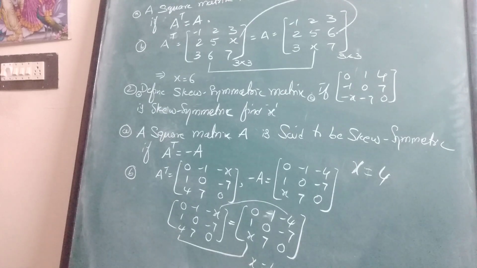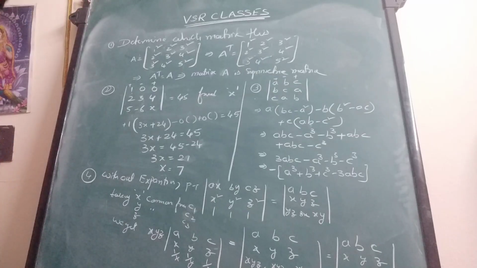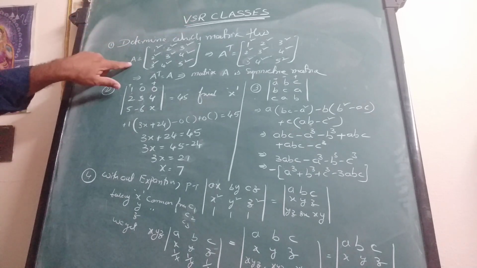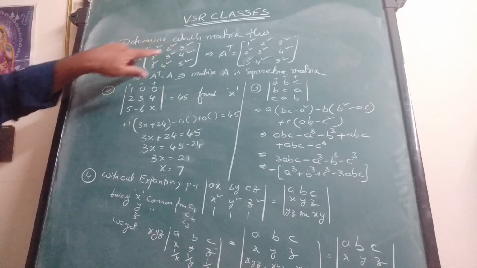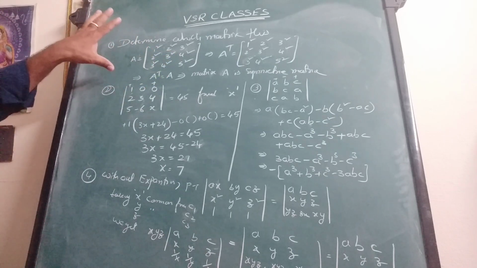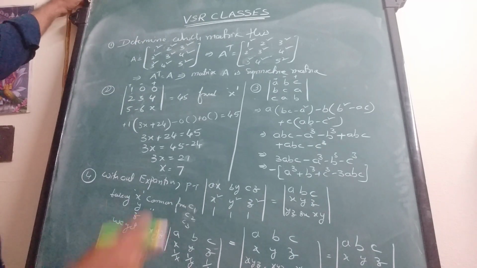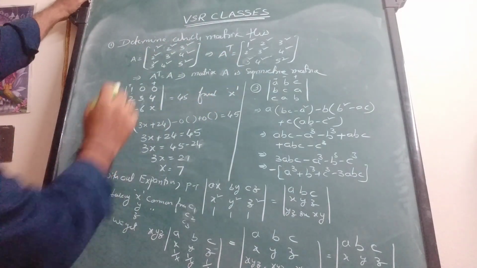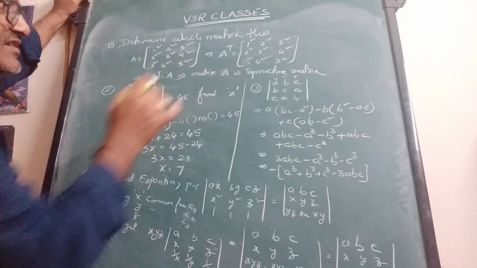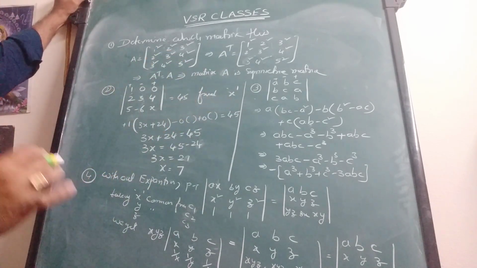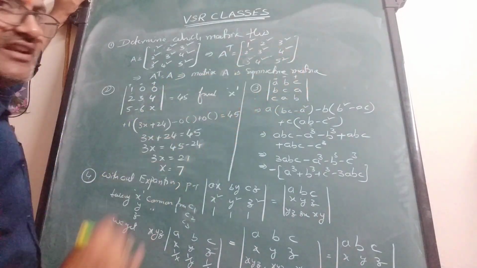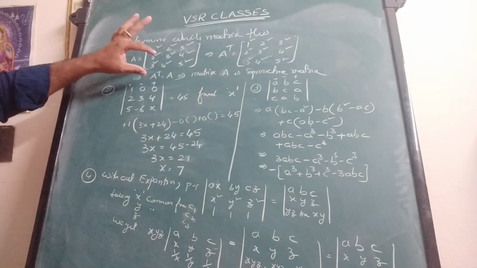Now we'll go for the next definition. Now children, see here, determine which matrix this is. Now he has given A is equal to 1 square, 2 square, 3 square, 2 square, 3 square, 4 square, 3 square, 4 square, 5 square. Directly, if you make the transpose, you get the same value. If A transpose is equal to A, what is the condition? This condition holds good for a symmetric matrix. Matrix A is a symmetric matrix, A transpose equal to A.